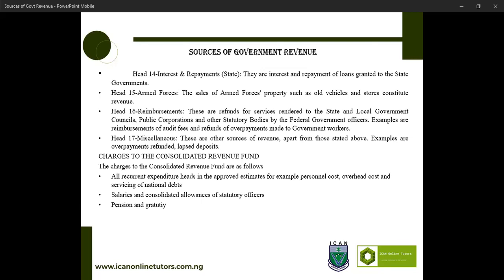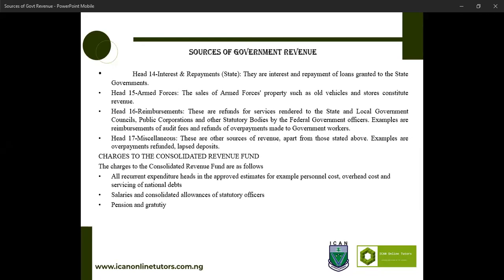These are refunds for services rendered to the state and local government councils, public corporations, and other statutory bodies by the federal government officers. An example of this type is reimbursement of audit fees and refunds of overpayments made to government workers. So most of the time, the federal government can render assistance to the state government or local government by executing state or local government projects, which will be expected to be repaid by the affected state or local government when funds are available. So these refunds also constitute part of revenue to the government, which will be recognized under 16. We have 17, miscellaneous.